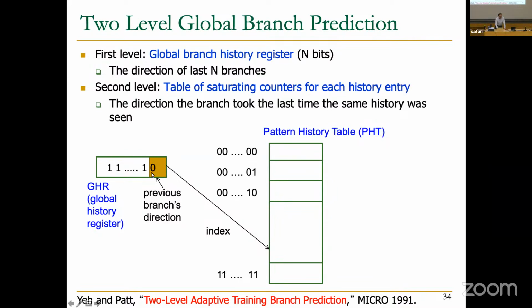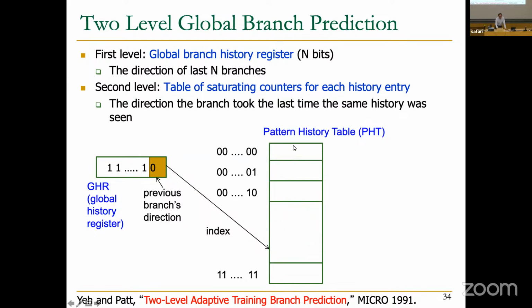So you use this to index a pattern history table, which has 2 to the n entries, which associates the direction the branch took the last time the same history was seen. Okay? So if you saw 1111110, you index to that location. What happened to the branch when I saw this history last time? Again, I'm not distinguishing between different branches. What happened to whatever branch I'm fetching right now, last time I saw this history? Okay? So that's the idea.